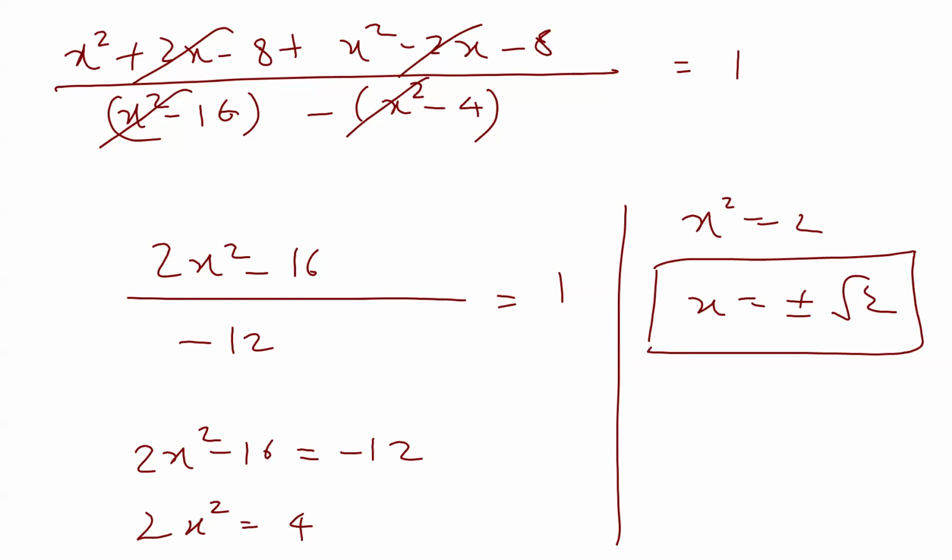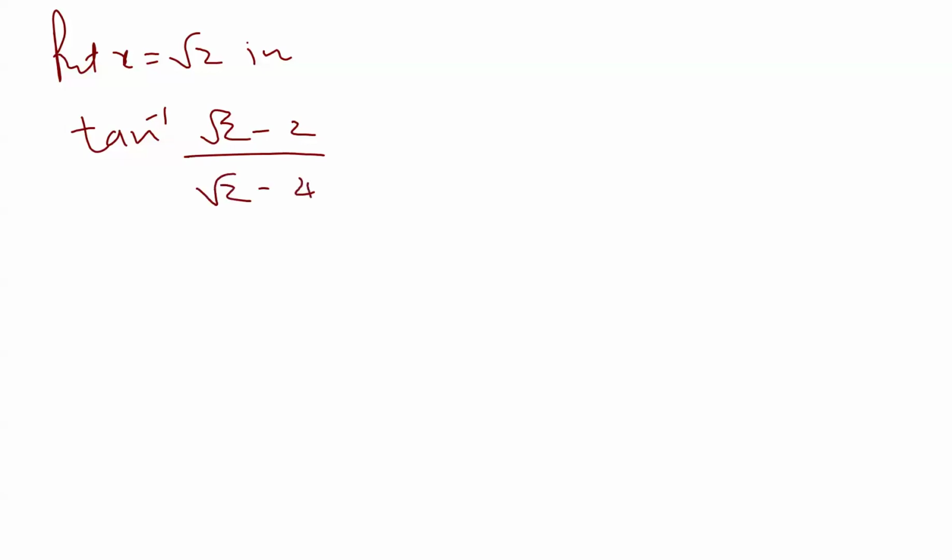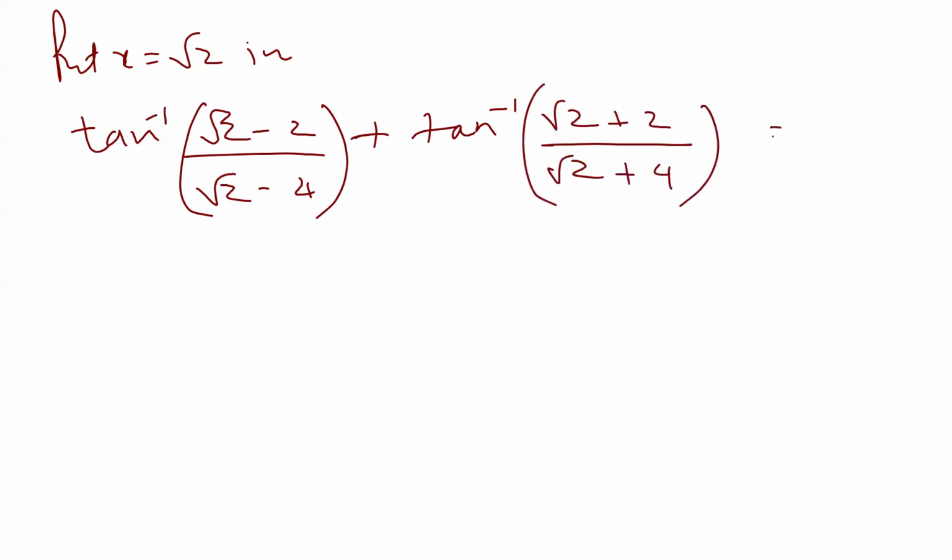Now we need to test this value in the given statement. We don't know whether plus root 2 or minus root 2 is the answer or both are the answer. So put x is equal to root 2 in the given statement. Tan inverse of (root 2 minus 2)/(root 2 minus 4) plus tan inverse of (root 2 plus 2)/(root 2 plus 4) is equal to pi by 4. Pi by 4 is 45 degrees. Okay, so let's check this.